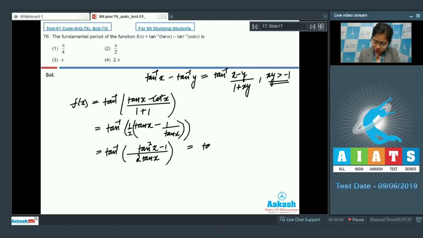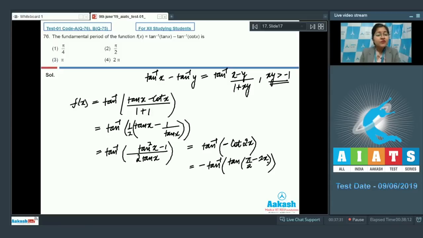So this can be written equal to tan inverse. Taking minus common, we are left with cot 2x. Now this can further be written, minus can be taken out. So we'll get minus of tan inverse cot 2x. That will be equal to tan inverse of tan of (pi by 2 minus 2x).